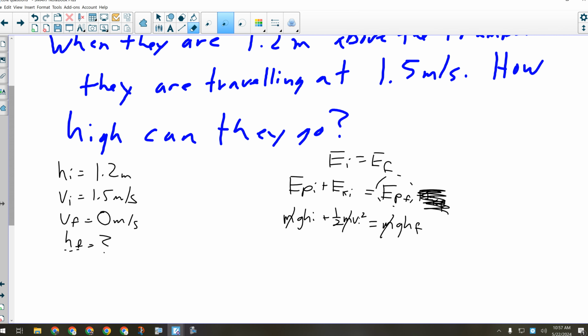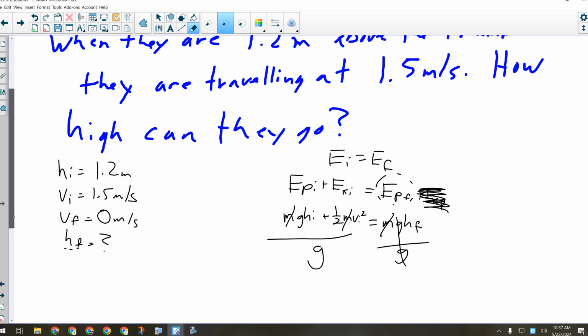What do I have to do to get HF by itself? Divide by G. All right, G is gone from that side. G comes over to this side. Am I done? No square root needed here, right? Because H is not squared, so I don't have to put a square root on this. I'm done. I just have to put in my numbers.